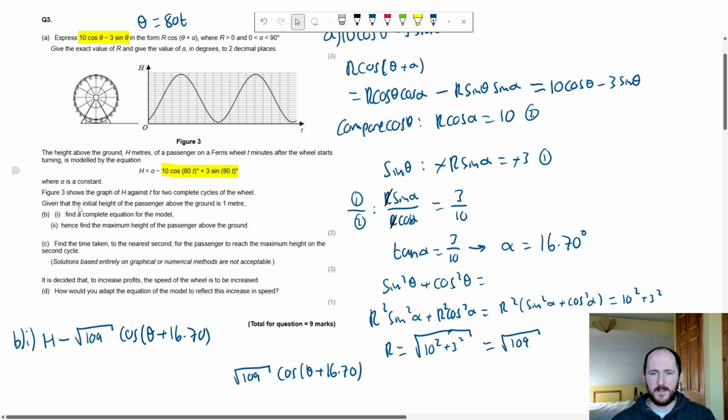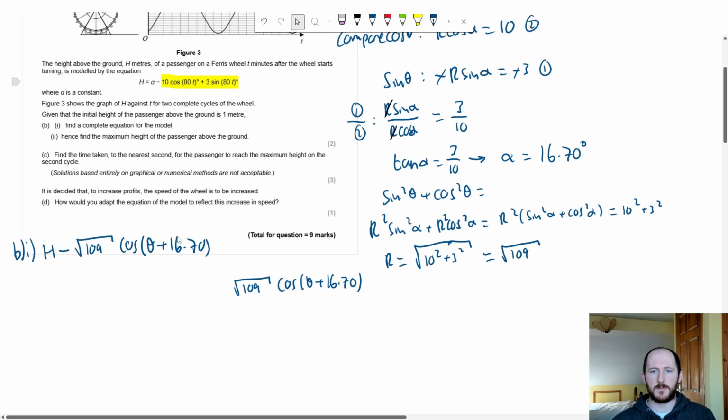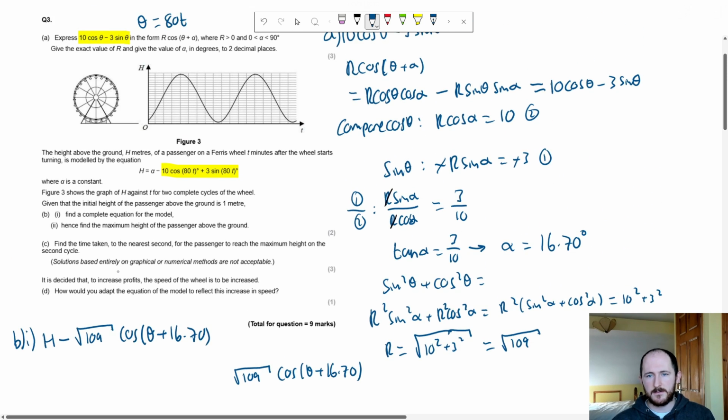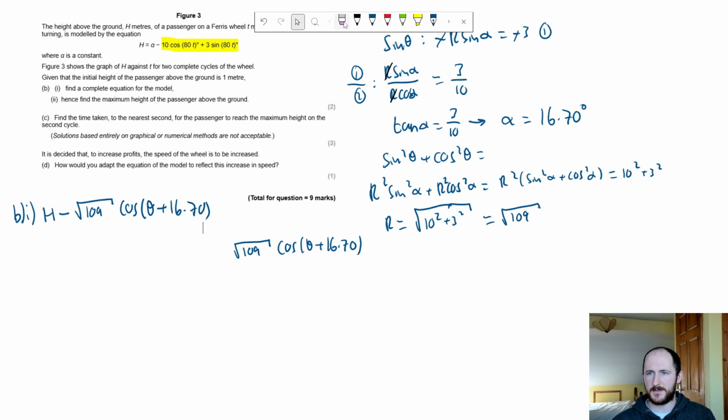Now, it says, given that the initial height of the passenger above the ground is 1 meter. Okay, so what does that mean? Well, initial means that, I've just realised, I didn't write the full thing at all. So h equals A minus. Well, that means that t equals 0, because initial means starting. So when t equals 0, h has to equal 1.